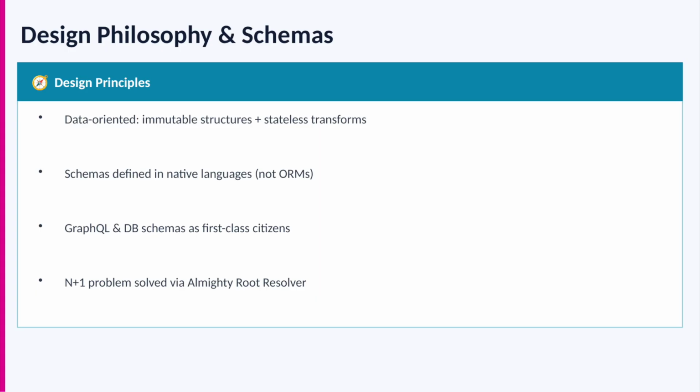This project follows a data-oriented approach, focusing on immutable data structures and stateless transformations. GraphQL and database layer schemas are first-class citizens and are defined in their native languages rather than with ORMs or TypeScript libraries.